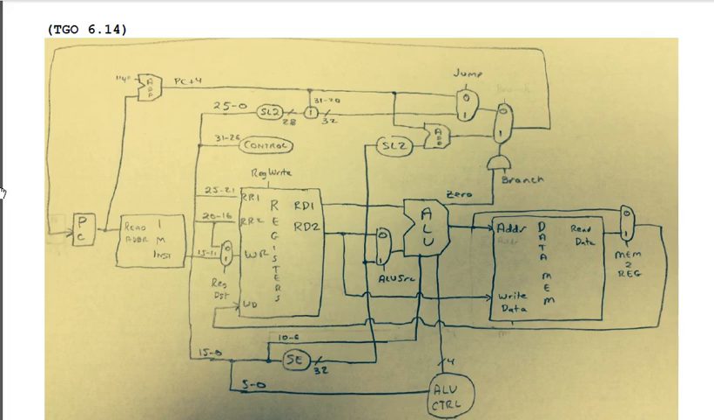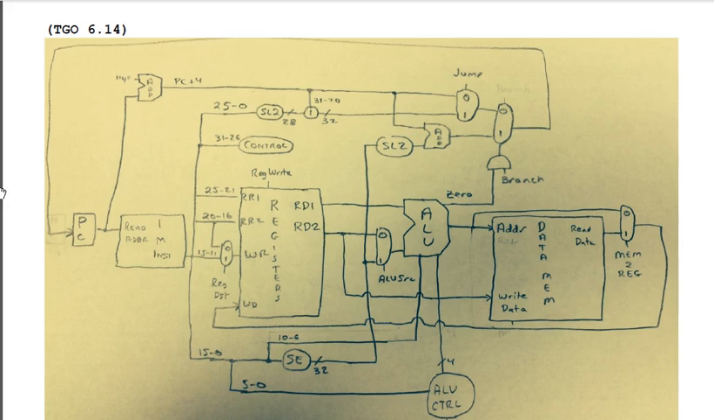And since we have 1 here, RD1 is going to come out here, right? And then we have our offset, sign extended, and it is added, so ALU source becomes 1. They're added together to generate the address. Since it's a load word instruction, memread is 1 and memwrite is 0. That means we're actually going to have a value output here.